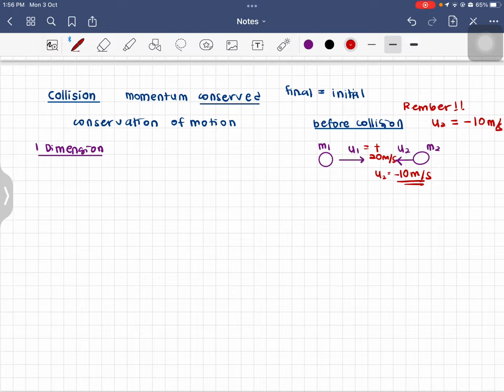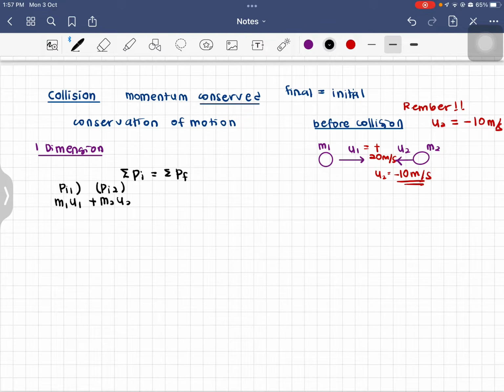Alright, for one dimension, awak akan dapat awak punya conservation of momentum adalah summation of P initial akan sama dengan summation of P final. Summation tu apa? Summation tu maksudnya awak kena tambah momentum bagi kedua-dua objek. So, for this one, you will get momentum untuk objek 1, M1 U1 plus dengan M2 U2. This is for your before collision punya part. This is momentum initial untuk 1. This is momentum initial untuk 2.